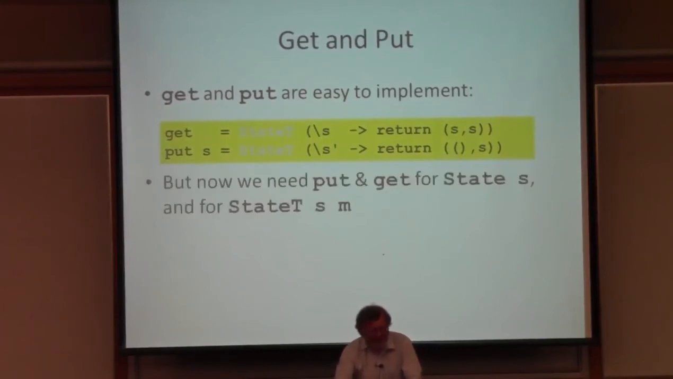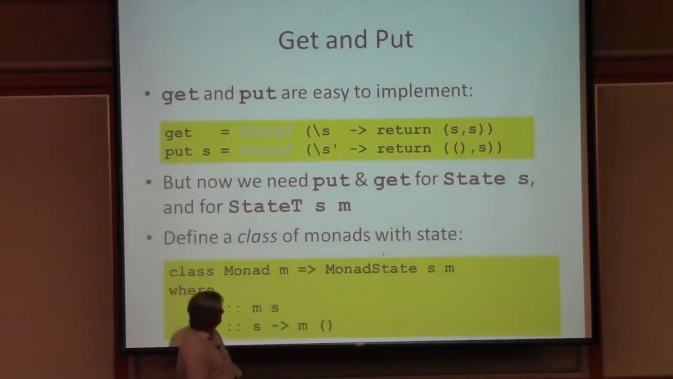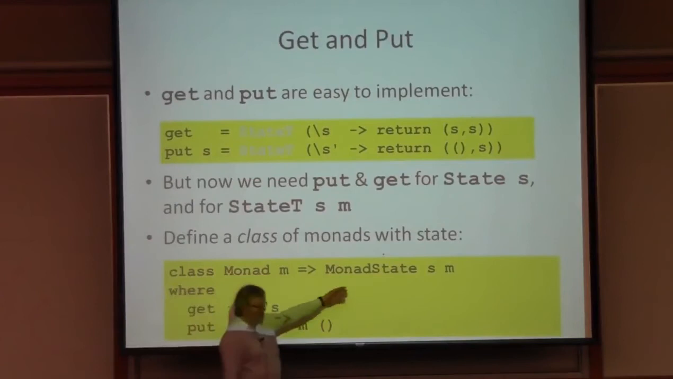So now I've shown you definitions for put and get, both for the state monad that we had yesterday and for the StateT monad that I've just introduced. So if I want to define essentially the same operations on two different types, that suggests I should use a class, doesn't it? So let me introduce a class of monads with state. I'll call it MonadState.